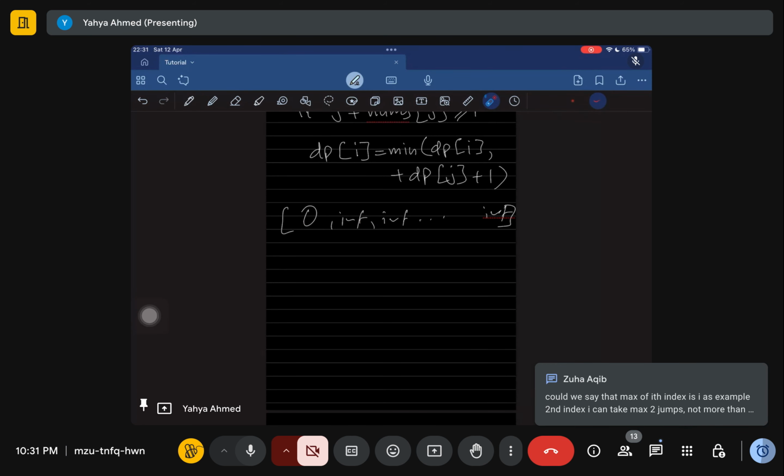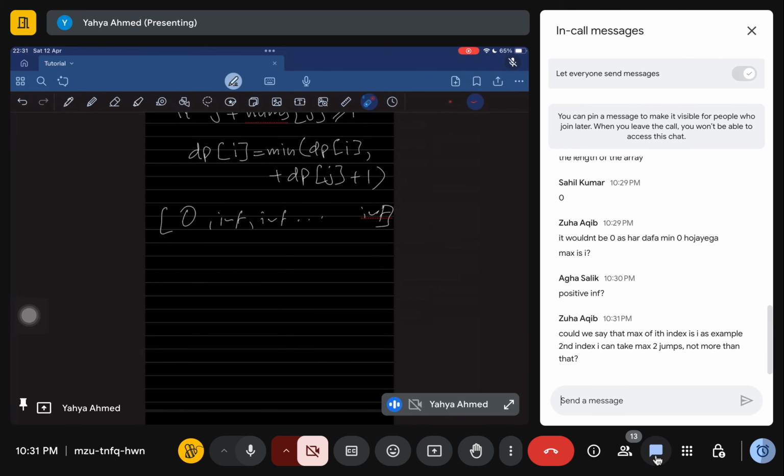Could we say that the max of the ith index is I, as example? Second index I can take max 2 jumps, not more than that. Could we say the max of ith index is I? As example. Zoha, I don't exactly got your question. I can take max 2 jumps, not more than that. आप कह रही हैं कि अच्छा अगर वहां पर 2 लिखा हुआ है तो वहां पर मैं DP के अंदर 2 डाल दूं? Is that what you're saying?